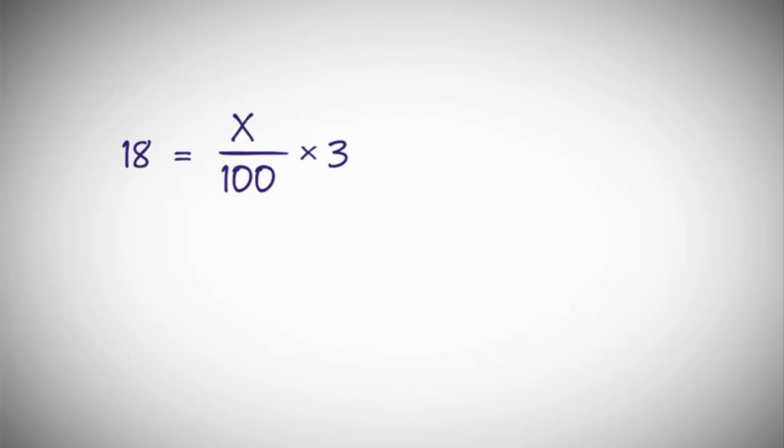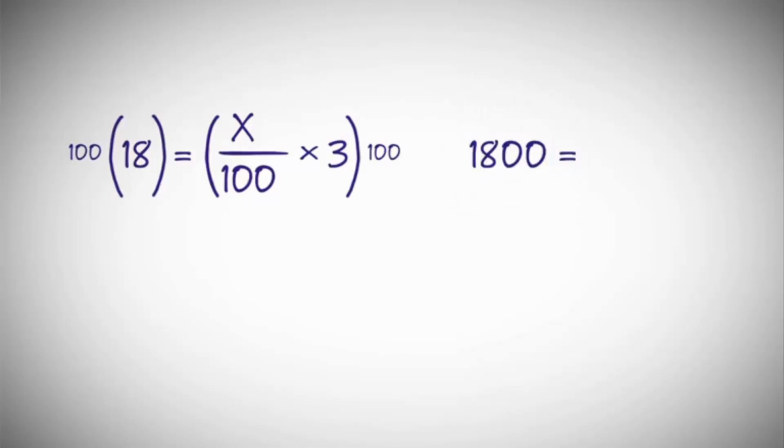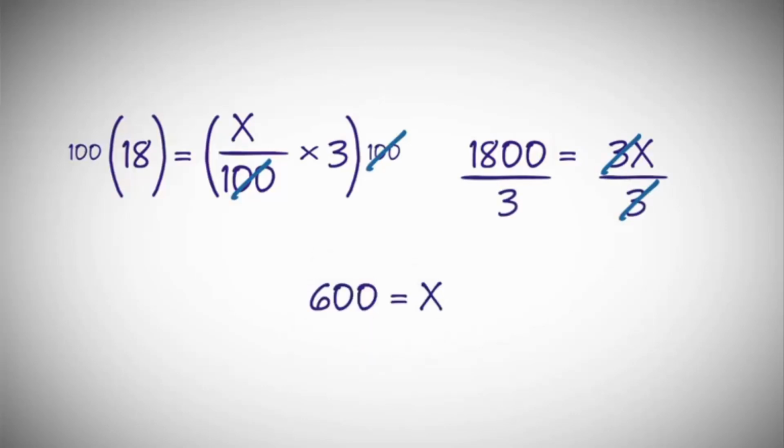In order to solve for x, what we need to do is multiply both sides by 100. When we do that to the left side, we get 1800, and on the right side, the 100s will cancel out, leaving us with 3x. Our new equation is 1800 is equal to 3x. In order to solve for x, we just need to divide both sides by 3, giving us x is equal to 600.